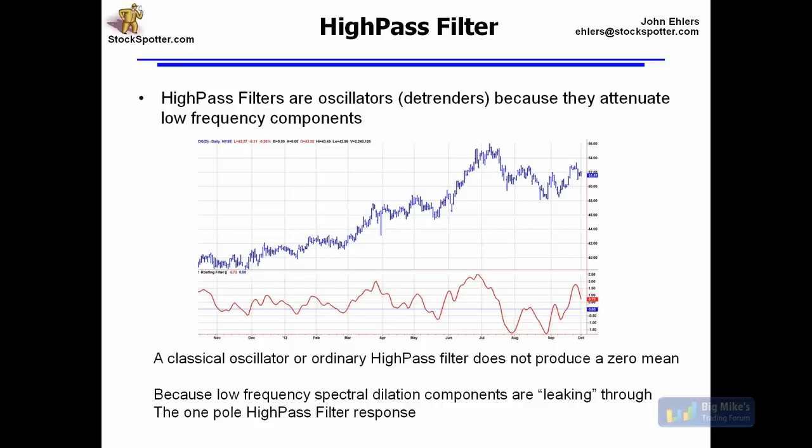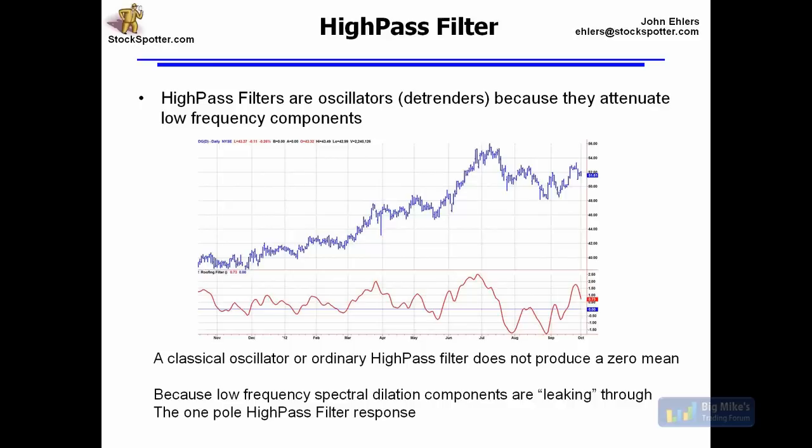The red line during this long protracted uptrend has an offset. It doesn't have a zero mean. What's happening is that those longer cycle components are leaking through that high pass filter and causing an offset in the mean of the oscillator. So think of it as just data leakage through the skirt of the filter.